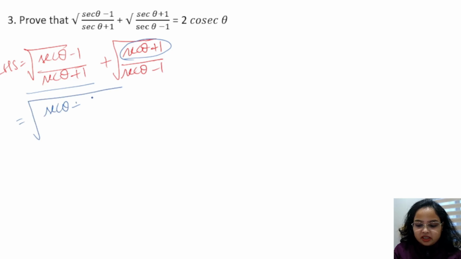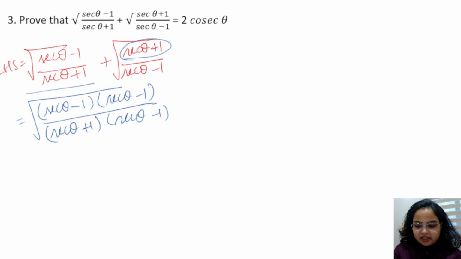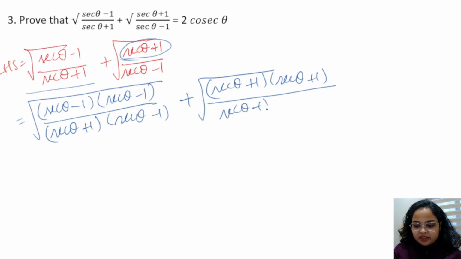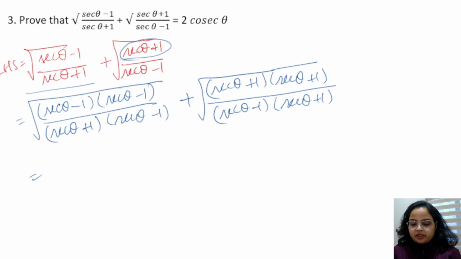Okay. So here we will multiply and divide with the numerator. We will get secant theta minus 1 into secant theta minus 1 divided by secant theta plus 1 into secant theta minus 1. Plus, and in this term, we will multiply and divide with the term in the numerator. It is secant theta plus 1 into secant theta plus 1 divided by secant theta minus 1 into secant theta plus 1. So here a minus b whole square, it is a minus b into a minus b. It is a minus b whole square.